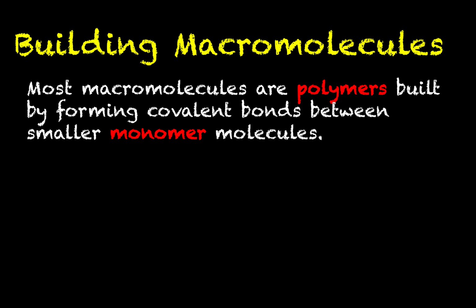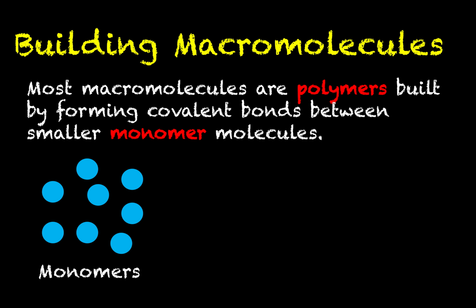So most macromolecules are built into what we call polymers. A polymer is a long chain of repeating subunits, and those subunits are called monomers. A monomer is a much smaller molecule compared to the macromolecule as a whole, and the idea is that we're going to take a large number of monomer molecules and form covalent bonds between them to make a very large and very long macromolecule.